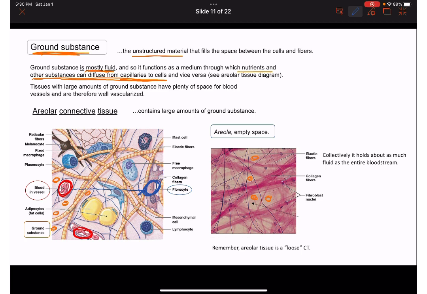On that same note, this fibrocyte is producing carbon dioxide and other metabolic waste products. And those waste products are going to diffuse through this ground substance, through this fluid, until they reach the blood vessel. And then the blood supply can take them away.